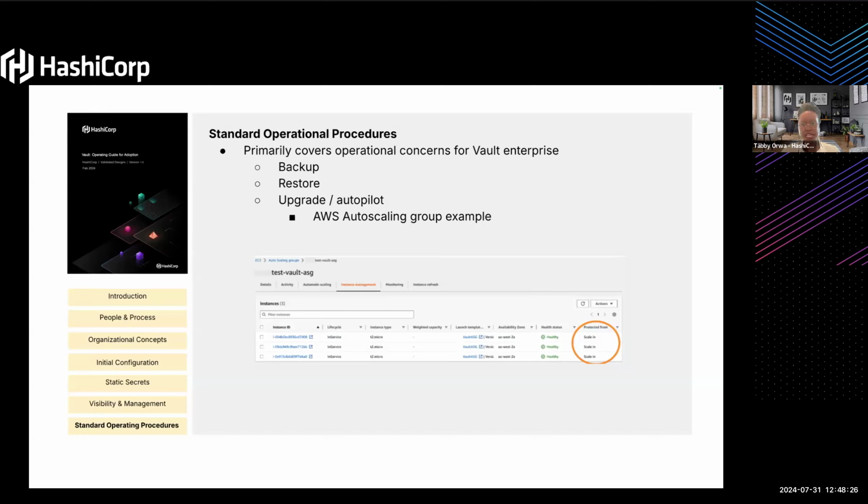Now, when you talk about the standard operational procedures, as you can imagine, these procedures include things like data backup, restoration, and system upgrades, and it goes into details as to what this looks like for a Vault service on Vault Enterprise.